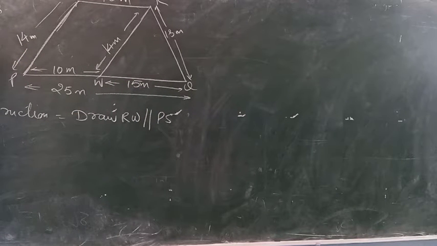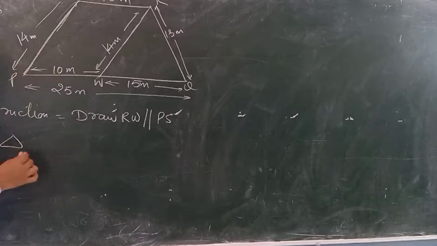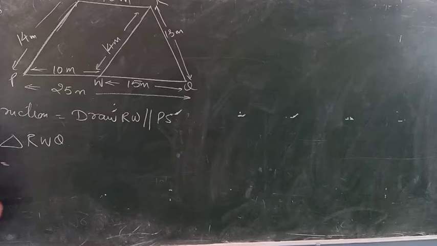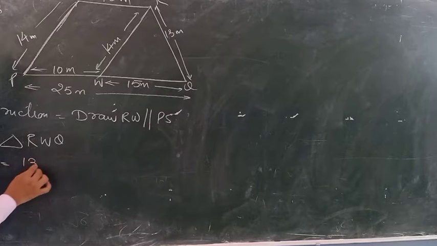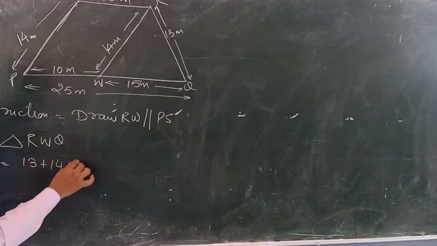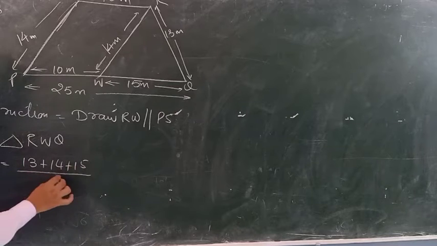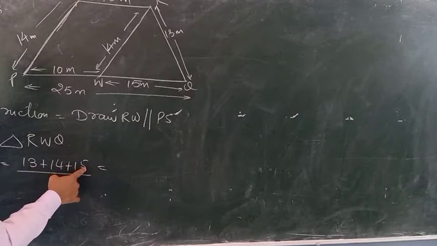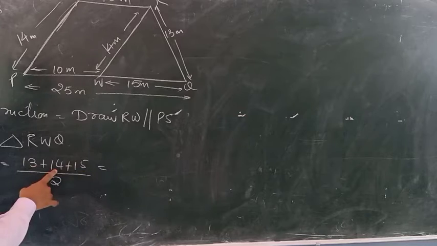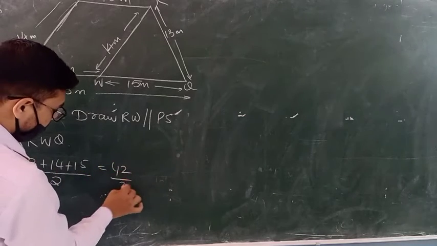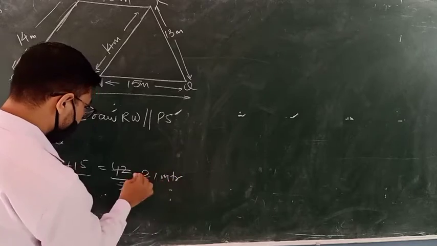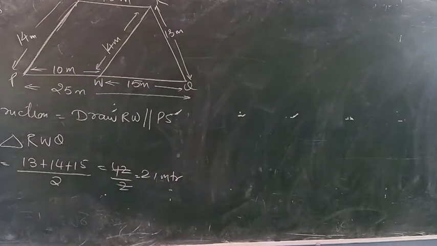Now you have a triangle RWQ and it's a scalene triangle, so you can calculate the area of this triangle using Heron's formula. So in triangle RWQ, you can write S is equal to 13 plus 14 plus 15 divided by 2. This comes out to be 13 plus 14 is 27, 27 plus 15 is 42, 42 divided by 2, that is 21 meters. So the value of S is 21 meters.